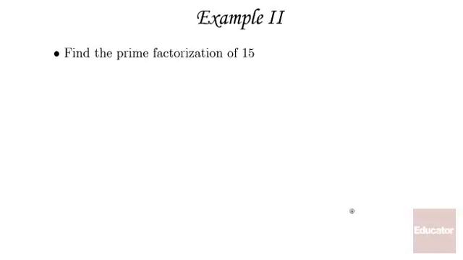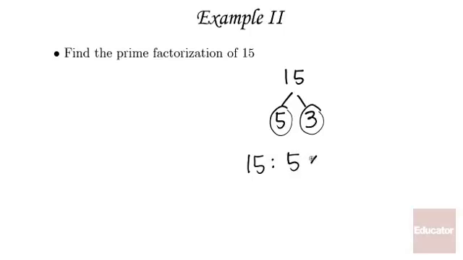So here's another example, 15. I can only break it up into 5 and 3, and they're both prime numbers. So this was an easy one. So 15 becomes 5 times 3.